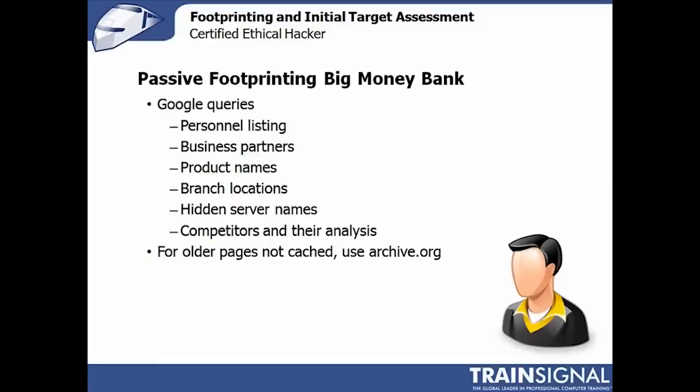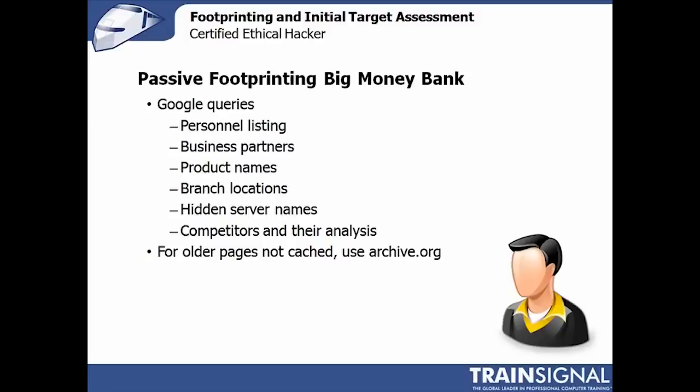So looking for email names, looking for people names. Some real basic information. Again, not touching Big Money Bank's website itself, only touching either cached versions of its pages or other pages that point to it or contain information about it. Why? Because this is still the passive footprinting approach. We don't want to touch Big Money Bank directly yet. We don't want them to know what we're doing yet. We don't want to set off any alarms yet.